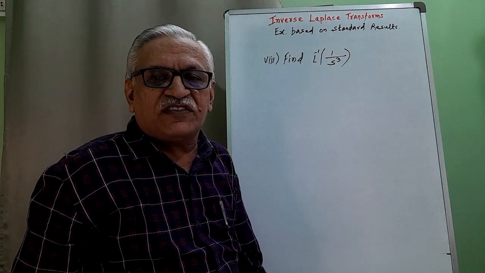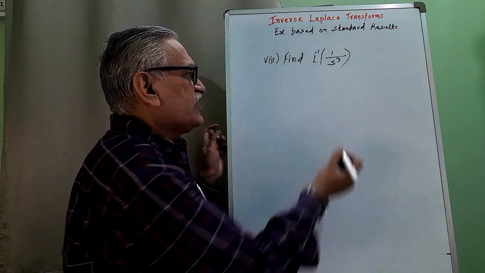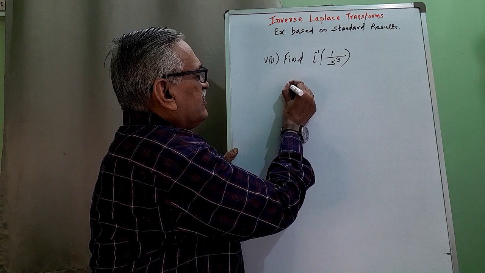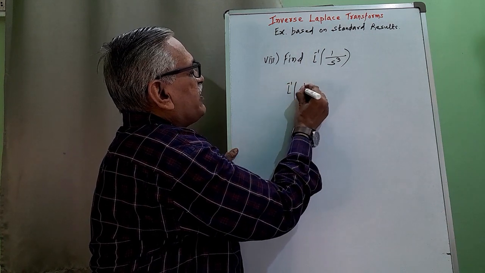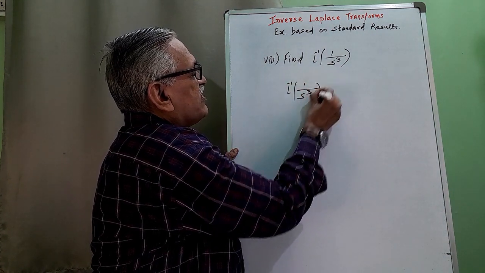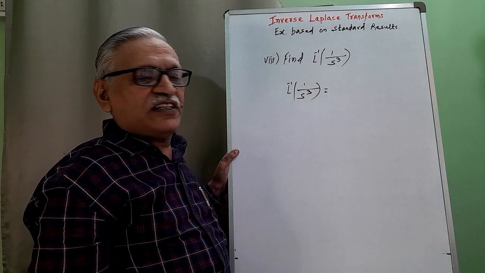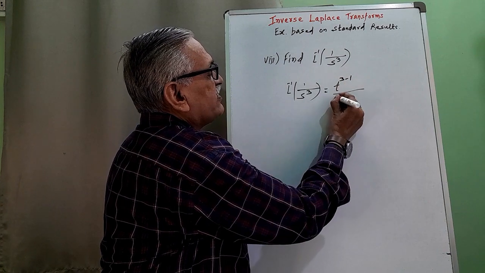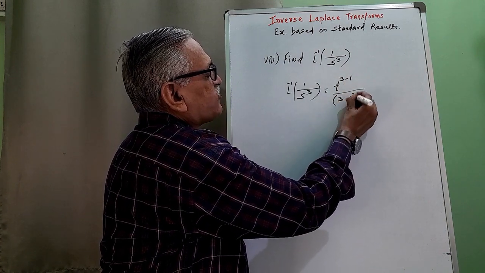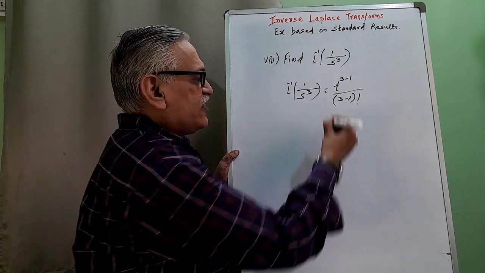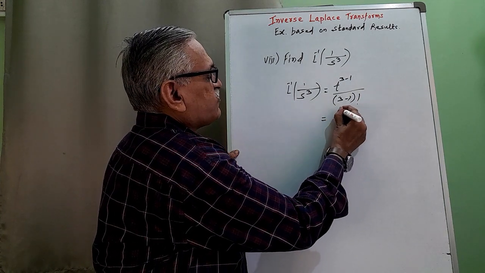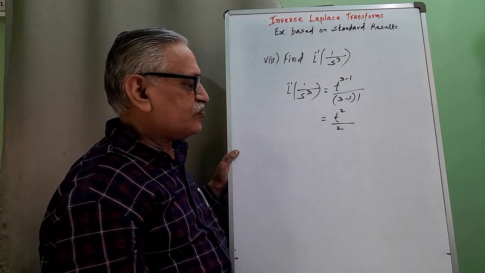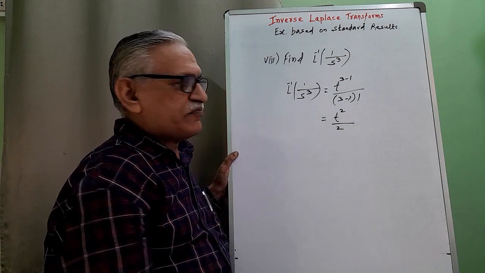Next example, find inverse Laplace of 1 upon s cube. Here the power 3 is a positive integer, and therefore using the standard result, we get inverse of 1 by s cube as t raised to n minus 1, t raised to 3 minus 1, divided by 3 minus 1 factorial. Therefore we get the value as t square divided by 2 factorial. 2 factorial is 2. This is the required answer.